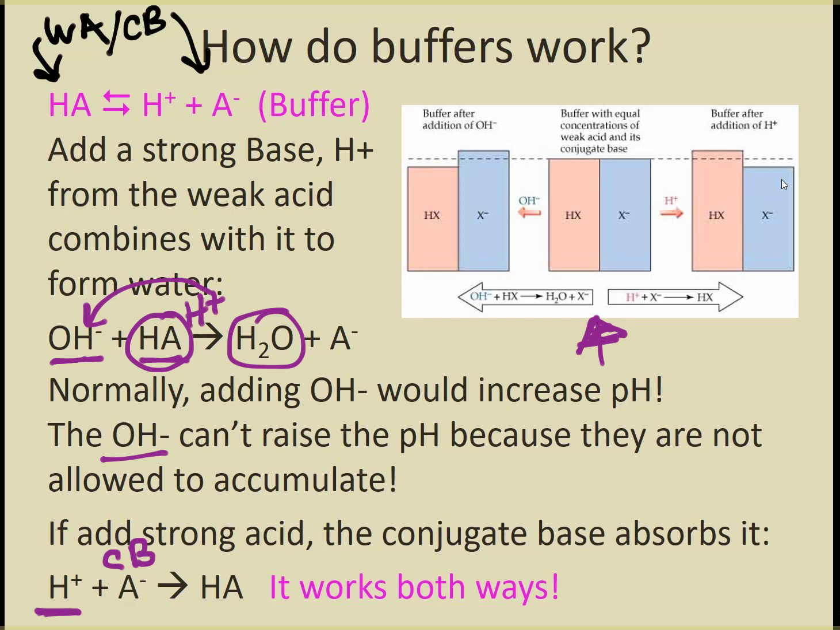In this picture, we have our buffer system. If I add a base, you can see how the acid absorbs it, so it goes down just a little bit. And if I add the hydrogen ion, you can see how the conjugate base will absorb it. In either case, adding a little bit of acid or a little bit of base, the pH should change just minimally, so not very much. And again, that's because either the weak acid will fall apart to absorb the OH minus, or your conjugate base will absorb the hydrogen ions to form that weak acid.